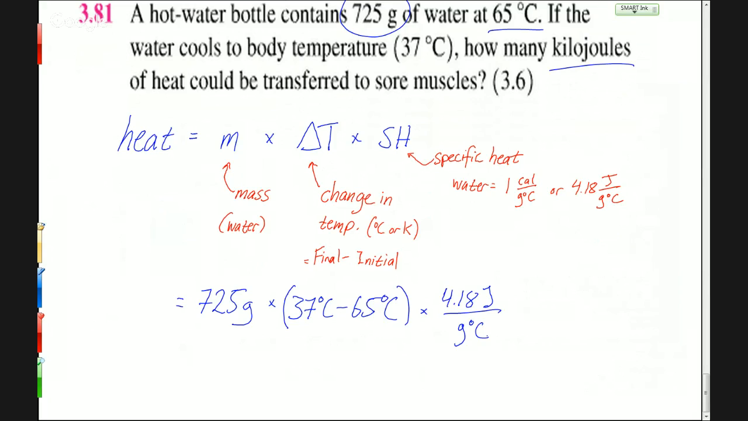If we simplify this a little bit, 37 minus 65 is negative 28, right? So we now have grams, degrees C, and those cancel with the specific heat. So grams, grams, that's why we have the grams and degrees C on the bottom. Degrees C, degrees C. That means we're left with joules.